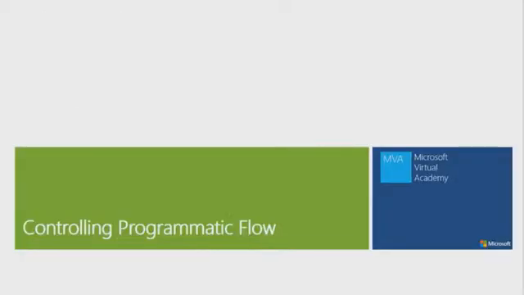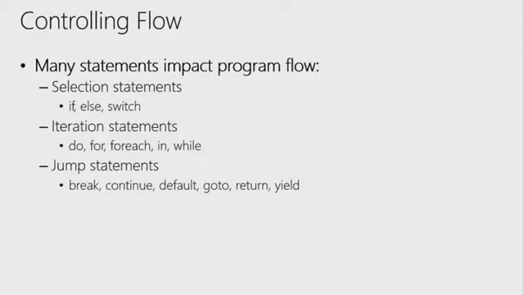So, controlling programmatic flow. The C# language includes many statements that can help you control program flow. You've got 3 primary classes of those statements. You've got your selection statements, and examples of those are if, else, and switch. You also have iteration statements, which allow you to repeatedly execute blocks of code, and you can implement logic to control those. And then you have jump statements, which allow you to break that flow. Exactly. So something is going on and you want to interrupt it for one reason or another.